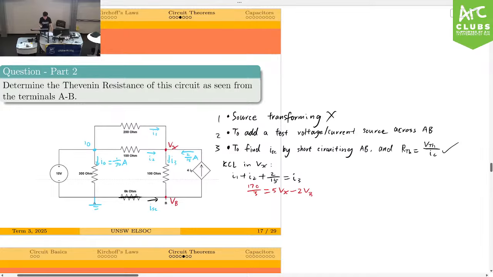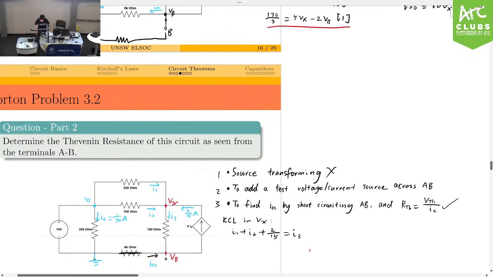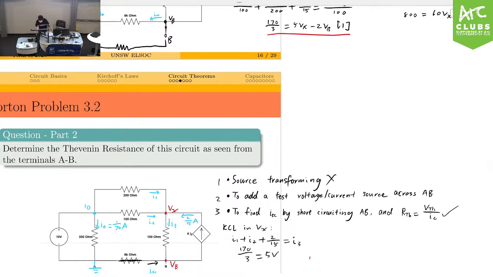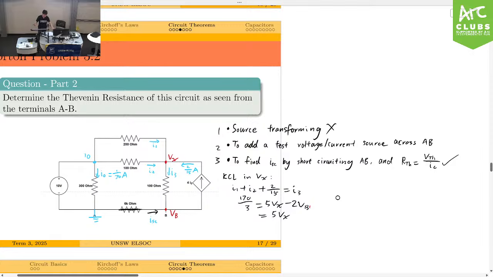But then what's Vb? If you short circuit this 6 kilo ohm, then Vb is at the same node as the ground. So Vb is actually 0. Let me just write this in black for consistency. So 170 on 3 equals 5Vx minus 2Vb, which equals 5Vx, because Vb is 0, we have grounded it. And by doing that, we have Vx equals 34 on 3 volts.